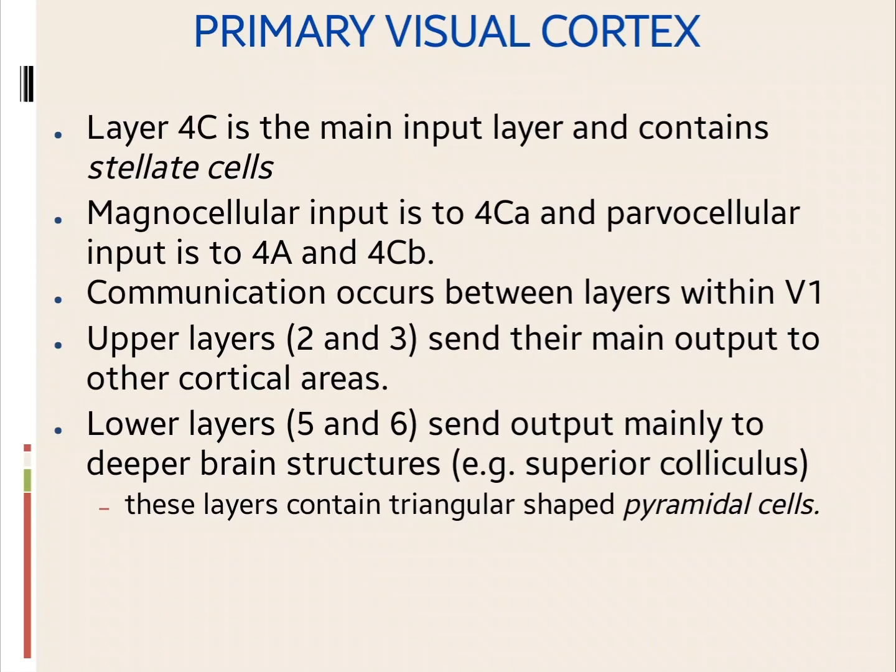Layer 4C is the main input layer and contains stellate cells, with magnocellular input in 4Cα, and parvocellular input to 4A and 4Cβ. Communication occurs between layers within V1. Upper layers 2 and 3 send their main output to other occipital areas. Lower layers 5 and 6 send output mainly to deeper brain structures and the superior colliculus.